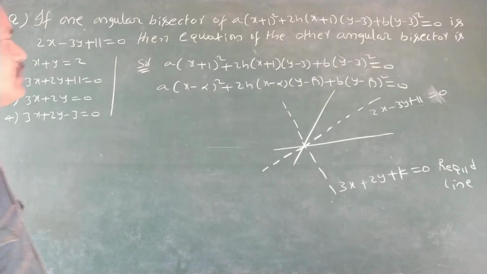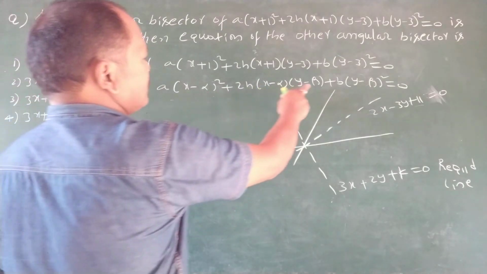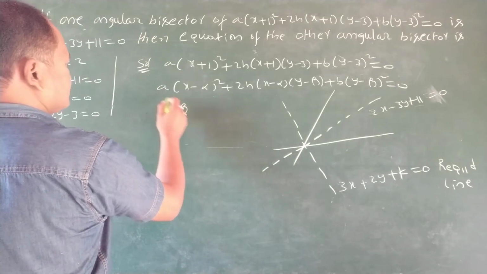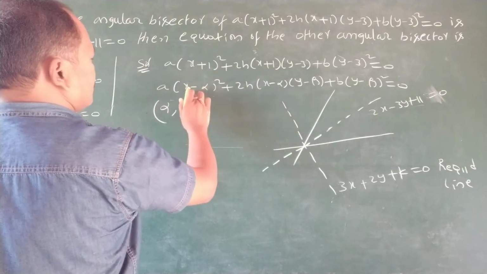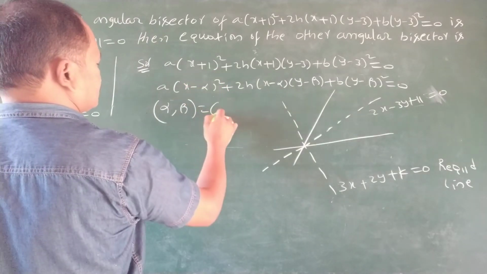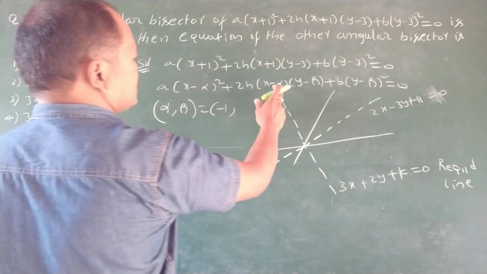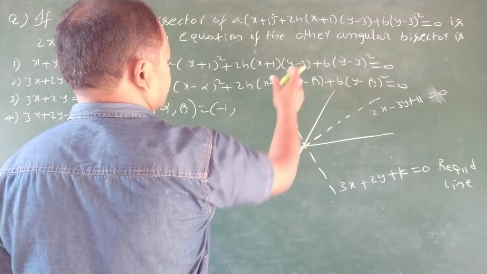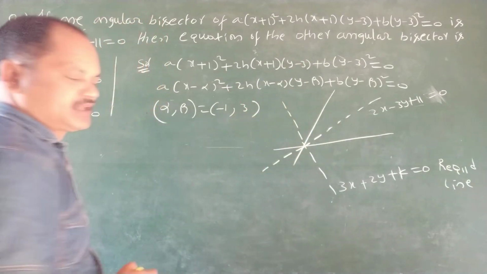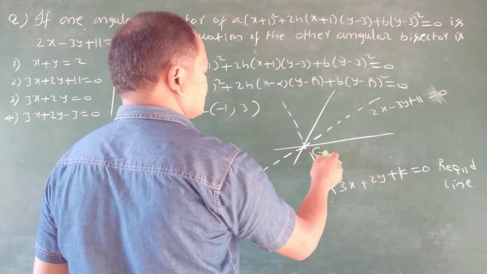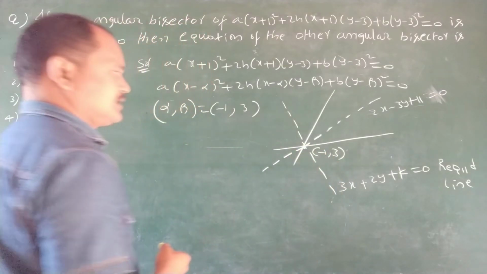And it passes through alpha comma beta. What is alpha comma beta? Since minus alpha is 1, alpha is minus 1. And minus beta is minus 3, so beta is 3. That's why it passes through the point of intersection, that is minus 1 comma 3.